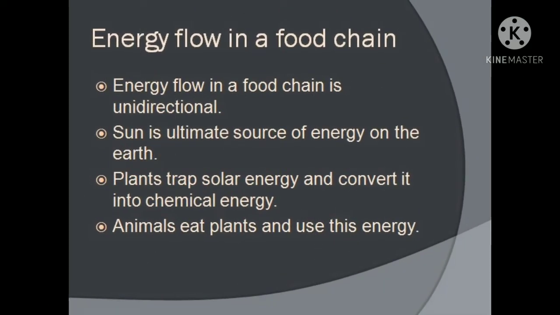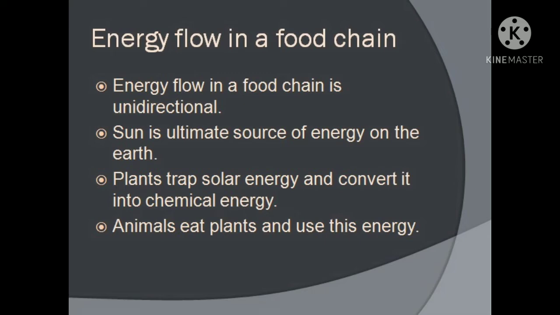Energy flow in a food chain. Energy flow in a food chain is unidirectional. Unidirectional means energy flows in only one direction. How? The sun is the ultimate source of energy on the earth. The plant traps solar energy and converts it into chemical energy. Animals eat plants and use this energy.